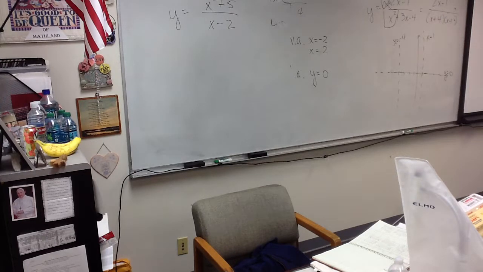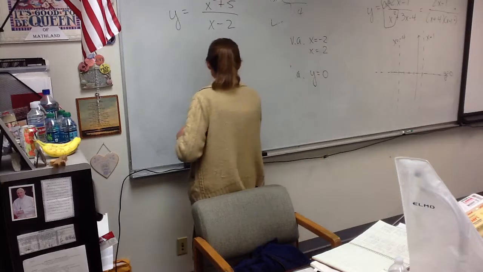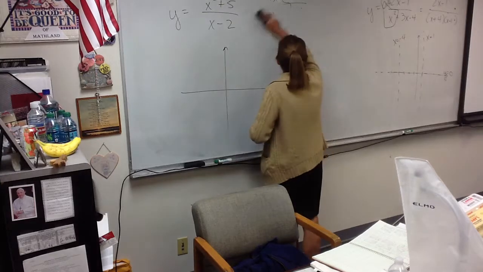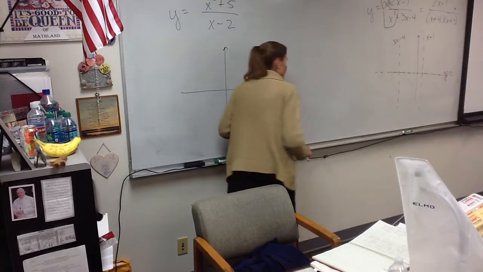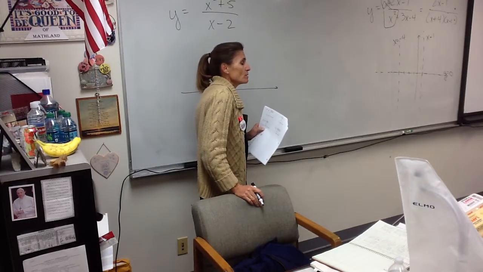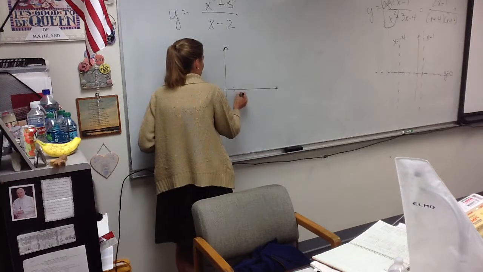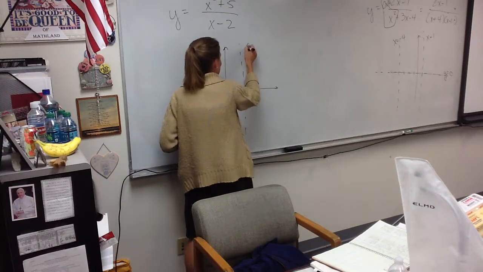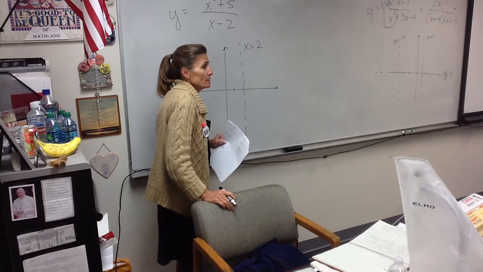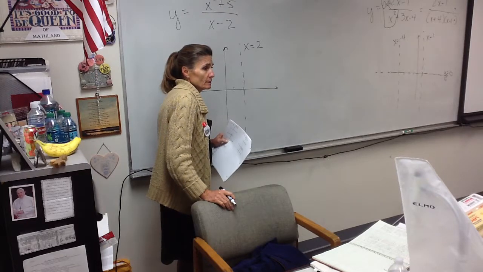Now, take a look at problem G, people. What's different about G? The numerator has a higher power than the denominator. Exactly. Now, listen, where's my vertical asymptote in this problem? X equals 2. Right? How do I know that? Because you have to set the denominator equal to 0.